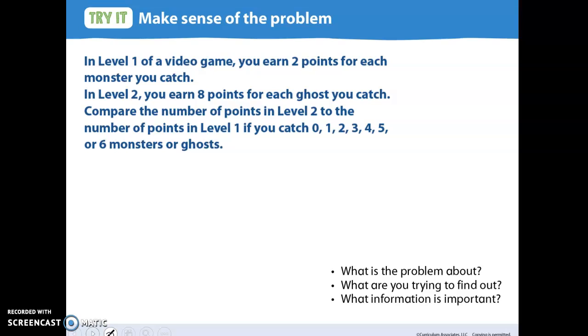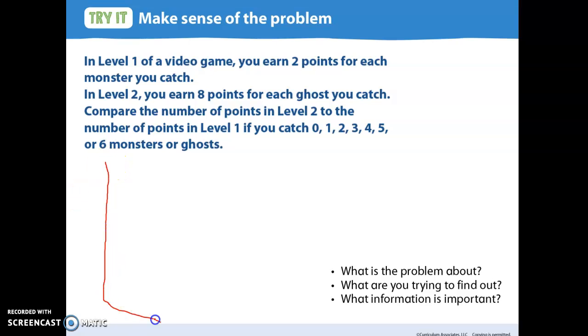All right, in level 1 of a video game, you earn 2 points for each monster. In level 2, you earn 8 points for each ghost you catch. Compare the number of points in level 2 to the number of points in level 1.